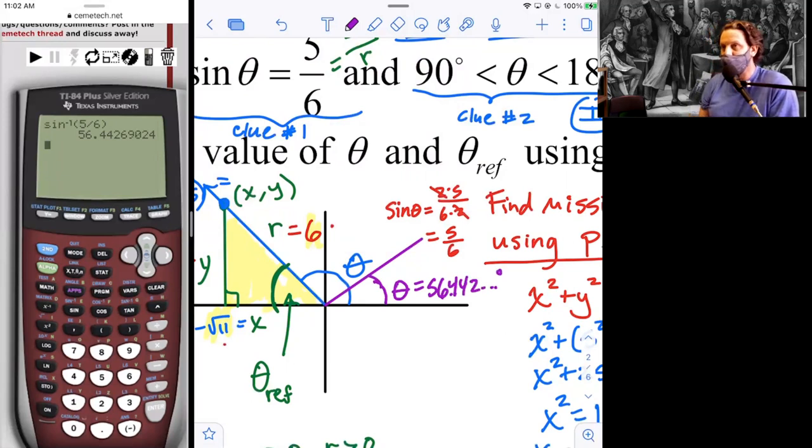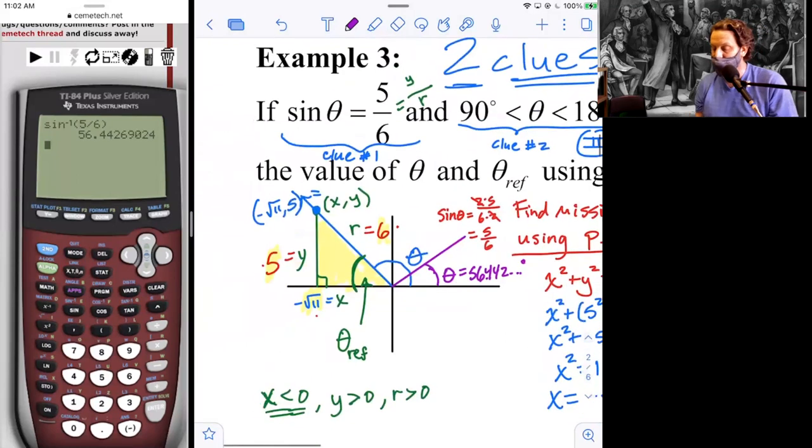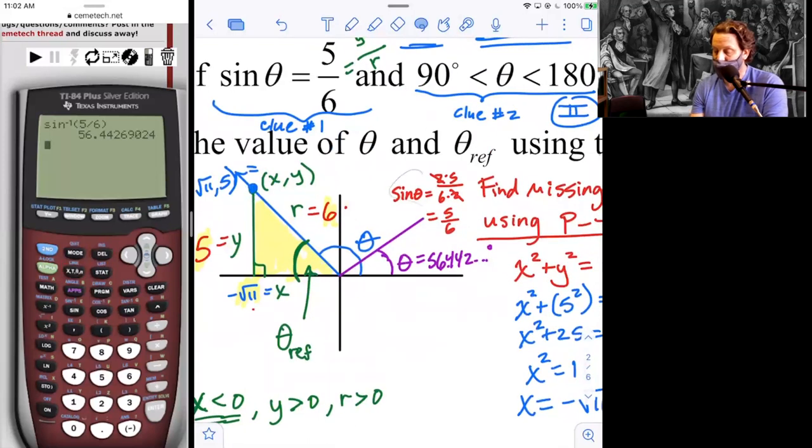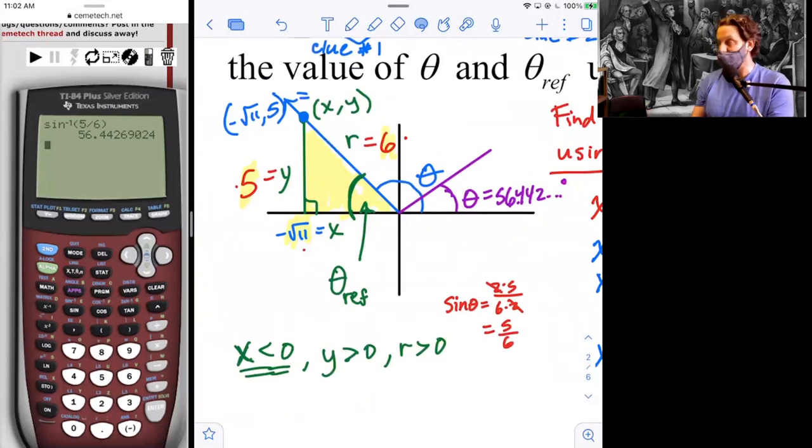Does 56.442 live between 90 and 180? No. But guess what the sine of this angle is? The sine of this angle is the same as the sine of the angle that I have. So why in the heck is the calculator giving me that answer? Well, maybe it just doesn't know that I want it to be in quadrant 2. So let's go back to the calculator.